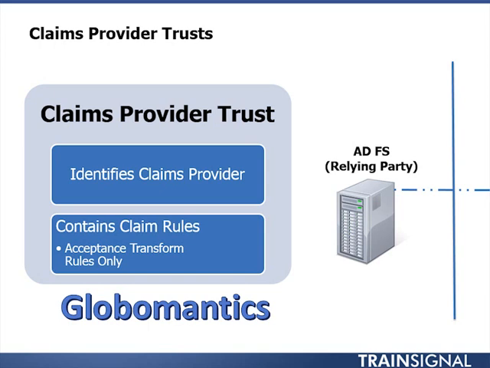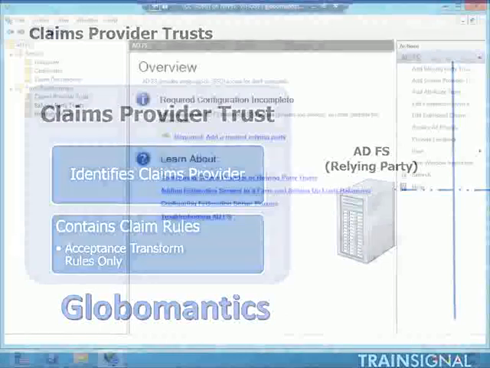I can receive a set of claims from the claims provider and analyze them in a variety of different ways to determine whether I accept that. Will I accept and pass through those credentials to an application that says, hey, who is this guy? So let's take a look at getting this set up.